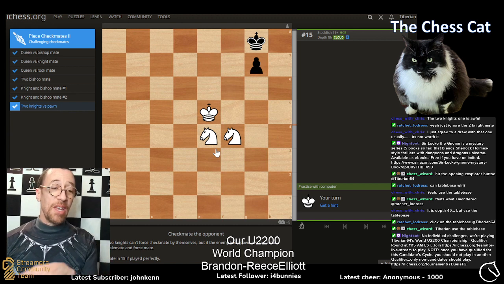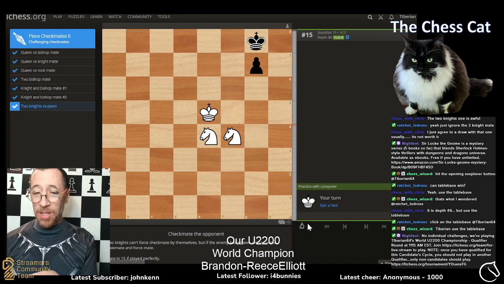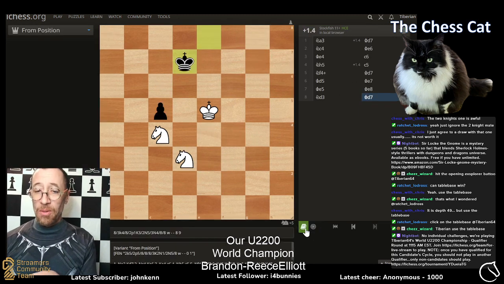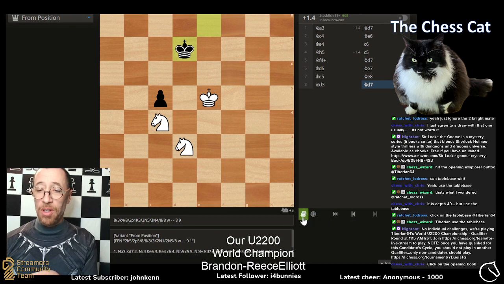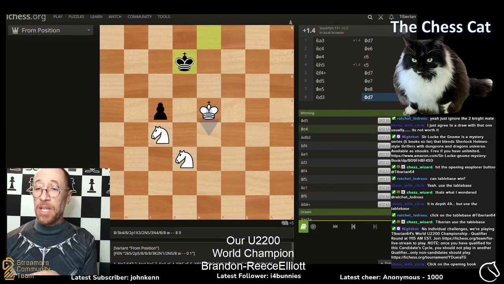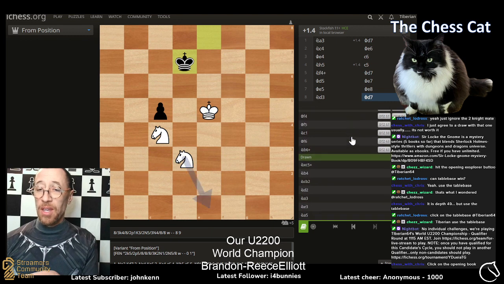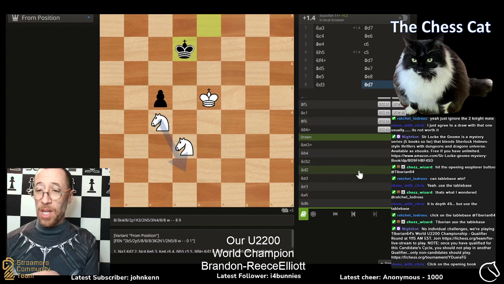Yeah, you're teaching me. I use the table base. I don't know where table base is, Chess Wizard. So basically though, click on the table base. Where do you see table base? I see play with the computer, and I see opening explorer and table base. Okay, so it says winning. I don't know if that's useful to you guys. It says winning and then drawn.